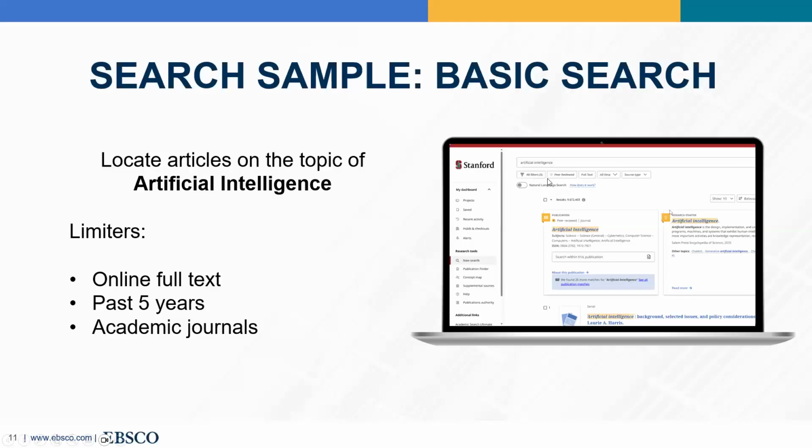So I'll just enter my keywords in the search bar, run my search, and I could also use limiters. So these are the limiters that I'm going to use. So I'm going to limit my results to full text resources, to articles published within the last 5 years, and I'm also going to limit the results to academic journals only.